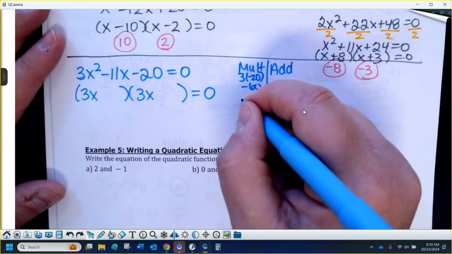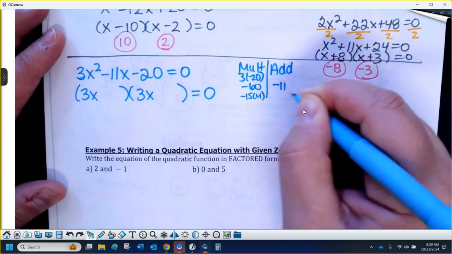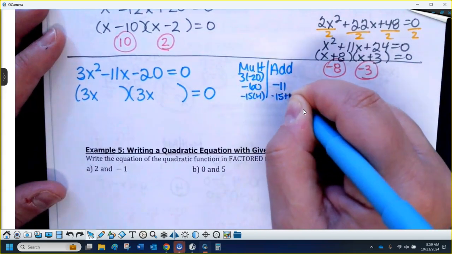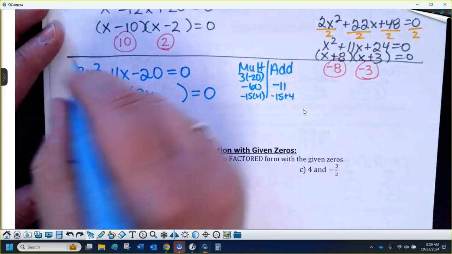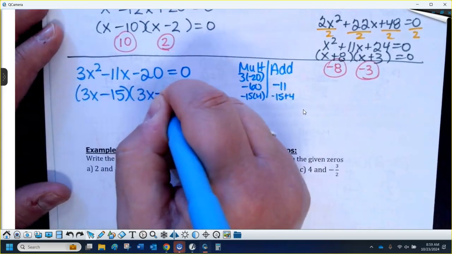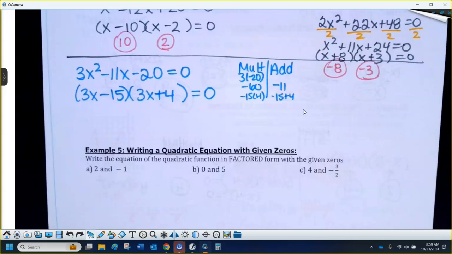There you go. Okay, if we do negative 15 times 4, that's negative 60. Negative 15 plus 4 is negative 11. All right, so one of these I write a minus 15, one of them I write a plus 4. But remember, if you have that number in front of the x squared, this is not the correct factored form. One or both of these will not be the real factor.